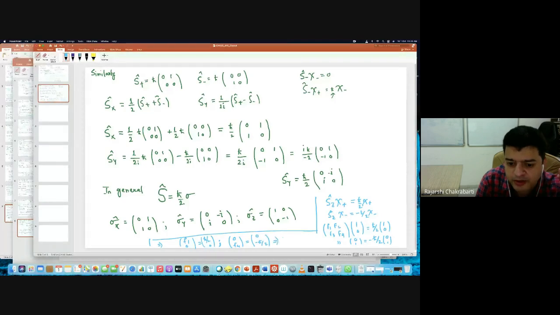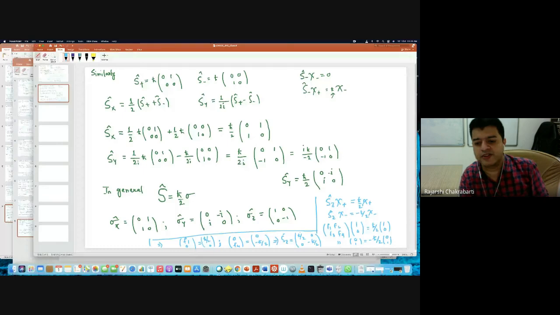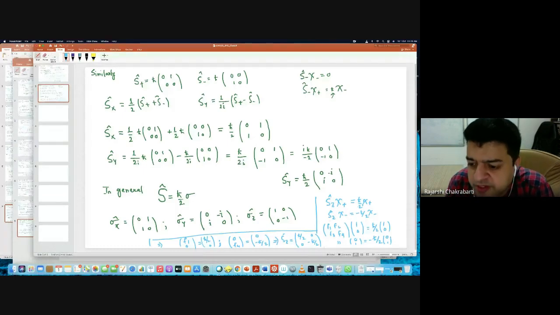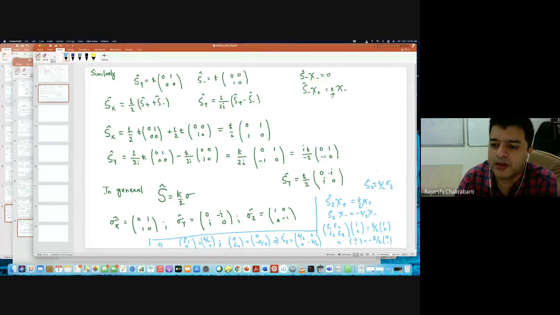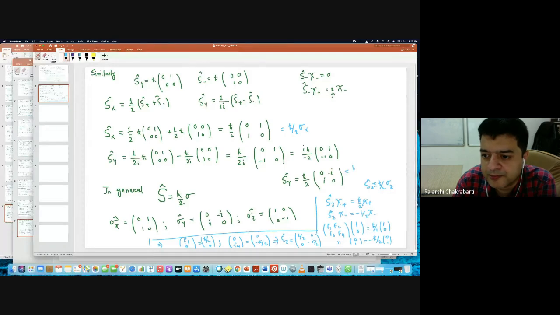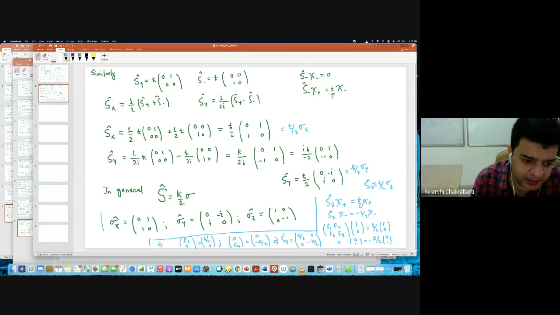So this implies what? Your sz is, I can put the h cross by 2 inside. This is exactly what I put here, isn't it? I just take the h cross by 2 common, because your sz is like sx. Also sx is nothing but this. So I have now 3 matrices, and they are very famous.